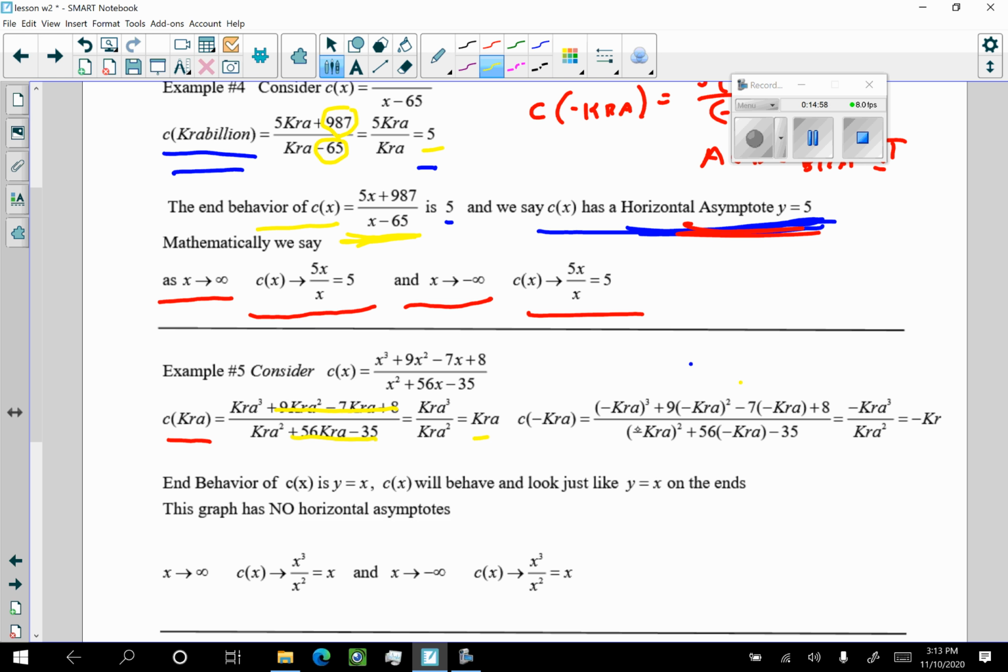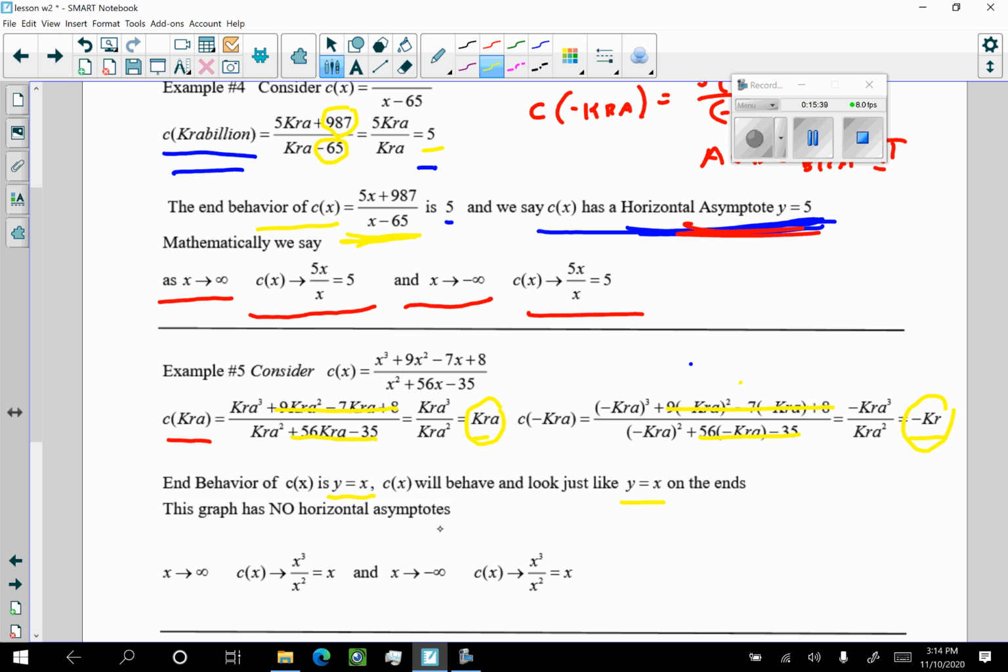C of negative kerbillion: put in negative kerbillion. I get negative kerbillion cubed, which is negative, over kerbillion squared. That's negative kerbillion. So the end behavior of this is y equals x, because it goes to kerbillion and negative kerbillion. And this quotient here is going to look like y equals x on the ends. It has no horizontal asymptote.